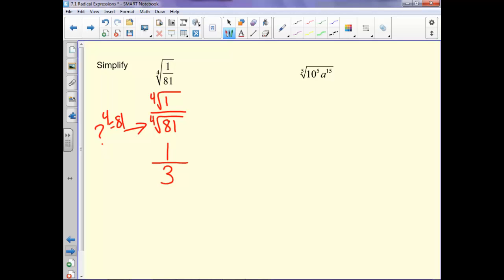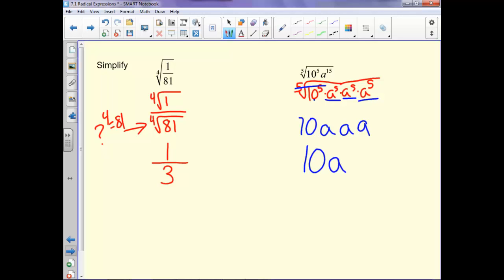Now in this one, notice this is the same thing as 10 to the 5th times a to the 5th times a to the 5th times a to the 5th. And so the 10 to the fifth under the fifth root, remember those are like canceling, their inverse operations. And then we have the fifth root of a to the fifth would just be a. Fifth root of a to the fifth is a. Same thing. So we're left with a cubed.